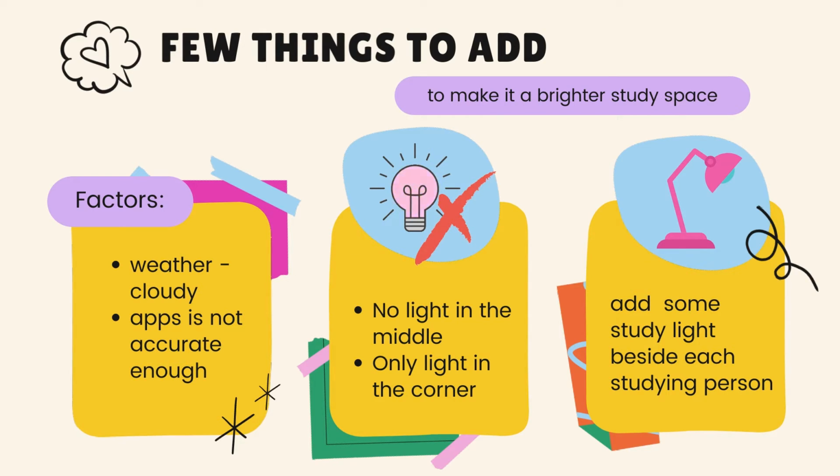And also from this experiment, I have noticed that there are a few things to add so that this dining room can be a brighter study space. First of all, it is because this dining room has no light in the middle. There is only one light in each corner of this room. So to make it brighter while studying, we can add some study light beside each studying person, meaning when someone is studying here in this dining room, they can put a study light beside them so that they can do their work better.